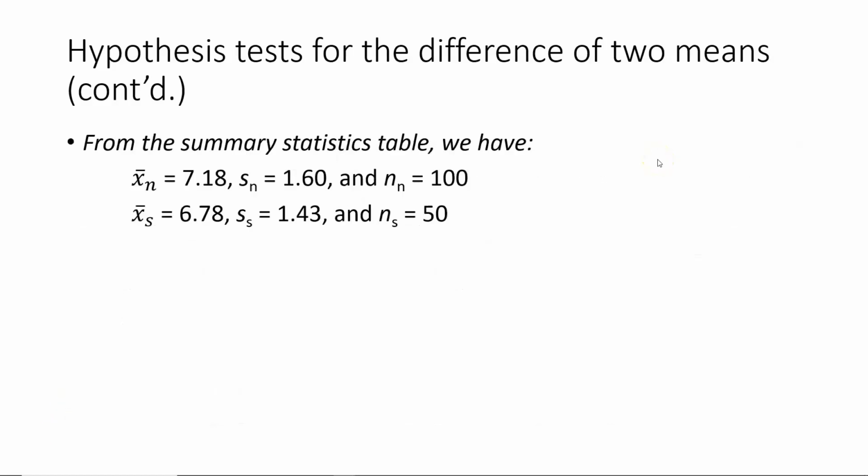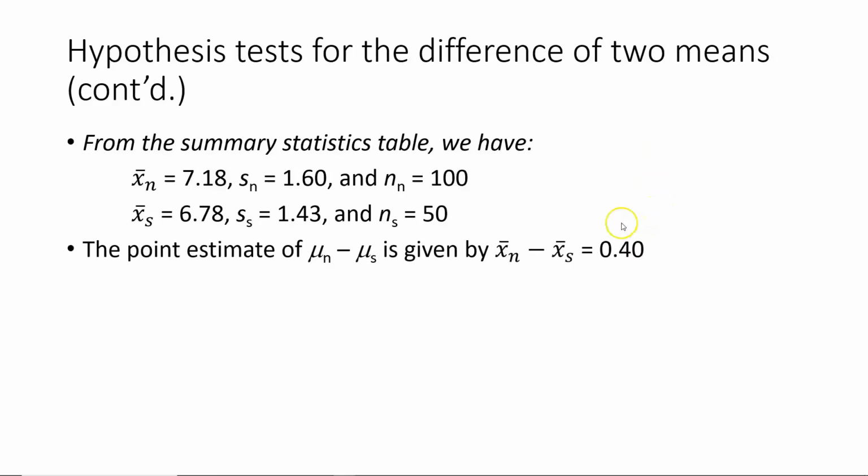Next, we list the summary statistics for each of the samples as well as the respective sample sizes. I have gone ahead and gotten those from the summary statistics table that was a few slides back. And then the last thing we do for the prepare step is calculate the point estimate, which in this case is given by the difference of sample means and is approximately equal to 40 hundredths, or 4/10.